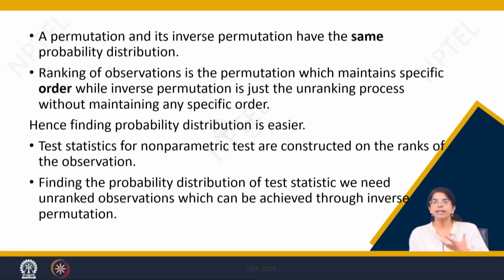So when you are doing the inverse permutation, the observations remain the same, but they are not holding such type of inequality. Therefore, finding the probability distribution in the inverse permutation is easier than the probability distribution of ranked observations. So to find the probability distribution of a test statistic, we need unranked observations, which can be achieved through the inverse permutation. That's why in non-parametric statistics, you have to do ranking first and then anti-ranking.